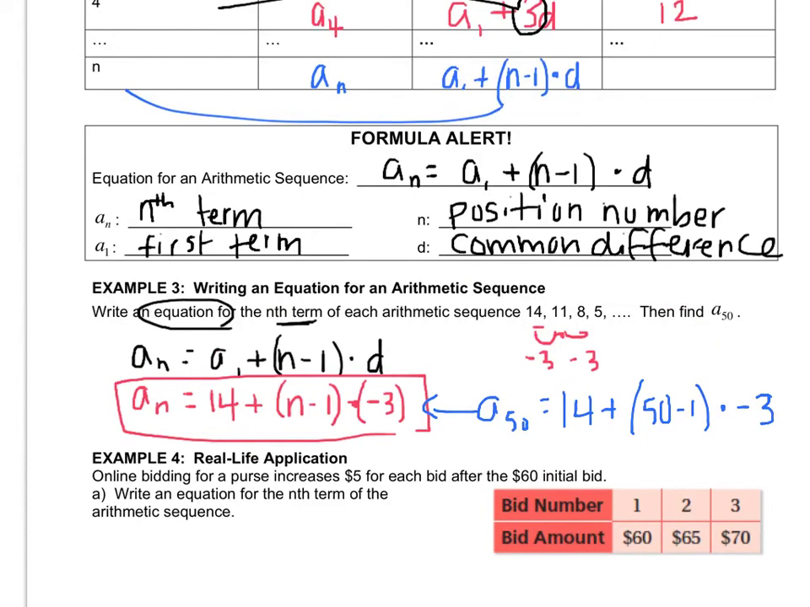So I'll shortcut all the math. When you do that, you get a50 equals, you might want to pause the video to see if you can do it properly, following order of operations. That gives me negative 133 as my answer. So the 50th term in this sequence is negative 133. If you were to continue this all the way out to 50 terms, this is what it would be.